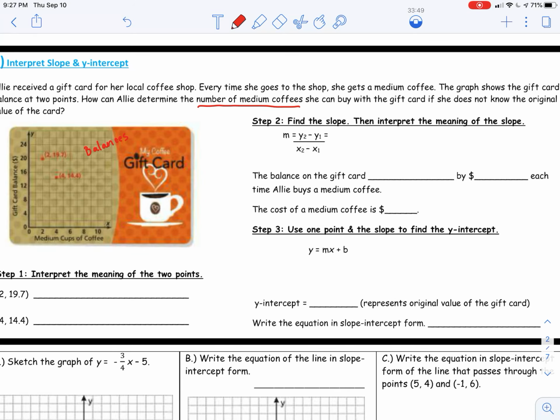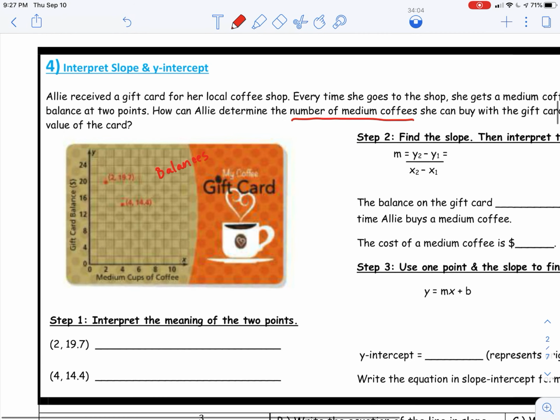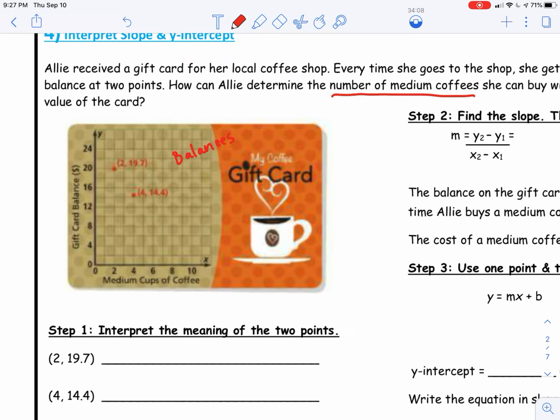Okay, but we are given some information here that's very helpful. So 2 points are graphed here, and they are at 2 and 19.7. The second point is at 4 and 14.4. So the first thing is we need to interpret the meaning of those 2 points. Well, let's look at the graph.